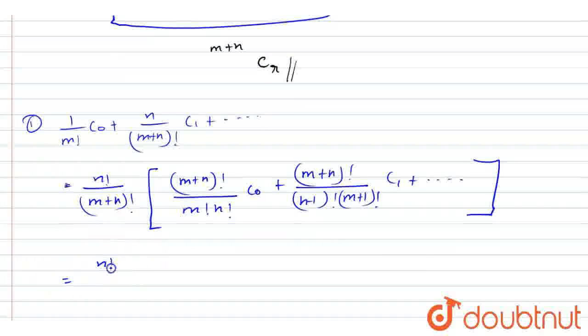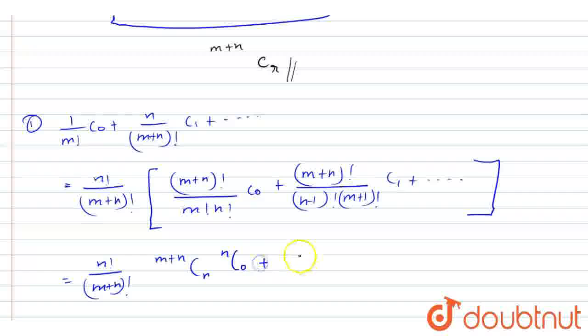Next, I am going to keep n factorial divided by (m plus n) factorial as it is, and then I am going to write this as (m plus n)Cn into nC0 plus (m plus n)C(n minus 1) into nC1. So it goes up to the last: (m plus n)C0 into nCn, and then (m plus n)C(n minus 1).